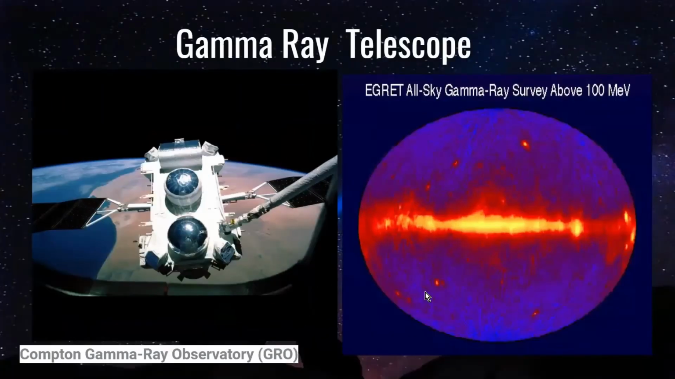And then we have the gamma ray telescope. Gamma ray telescopes are a type of telescope that detect or collect gamma ray electromagnetic waves. They are the only telescopes that can detect or collect gamma ray electromagnetic waves. A typical example of such a telescope is the Compton Gamma Ray Observatory. And also we can see a very beautiful picture or image produced from such a telescope.